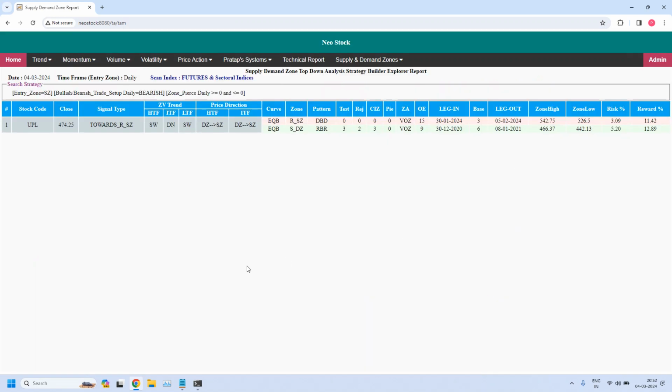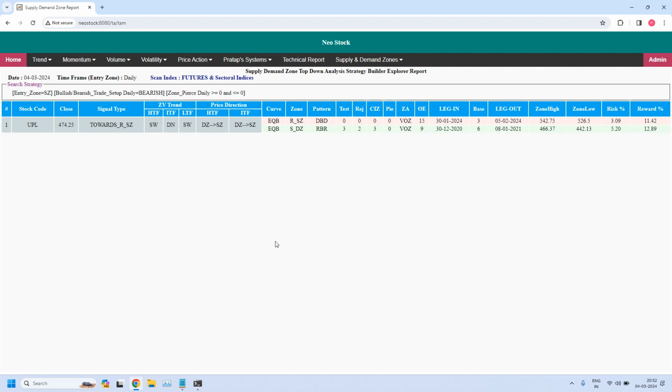Only one stock is there. Currently the stock is moving towards the supply zone, and it is a fresh zone, and also a high liquidity zone. So this is about monthly income trade reports.